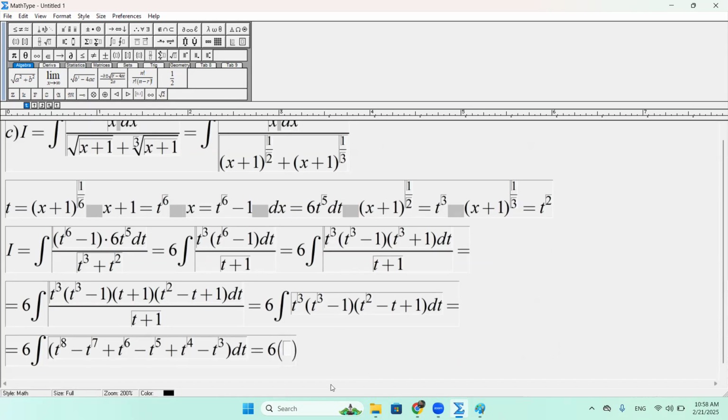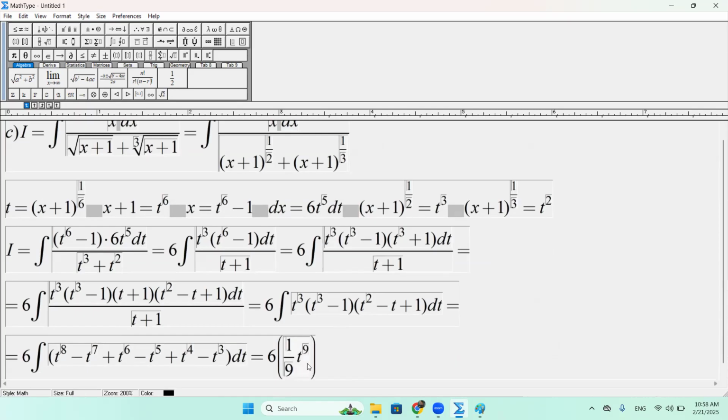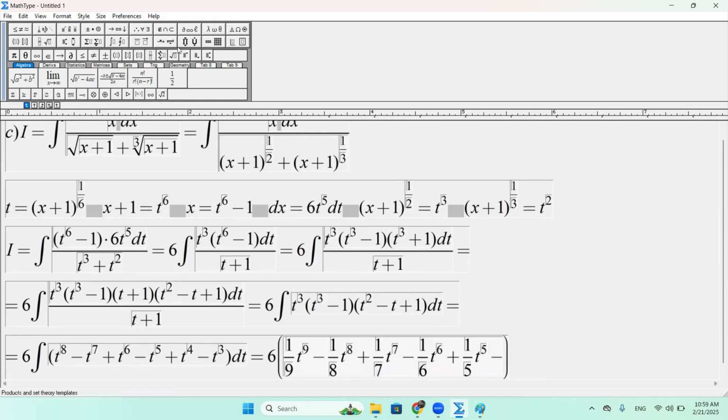So now 1 over 9 t in power of 9 minus 1 over 8 t in power of 8 plus 1 over 7 t in power of 7 minus 1 over 6 t in power of 6 plus 1 over 5 t in power of 5, and finally minus 1 over 4 t in power of 4, and plus c.